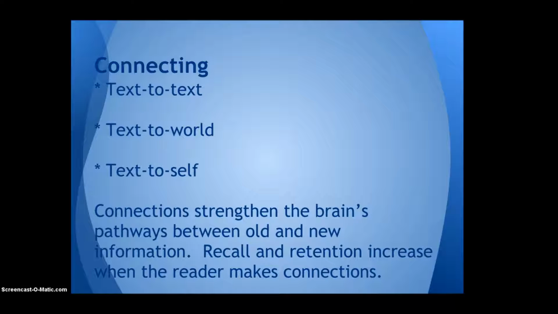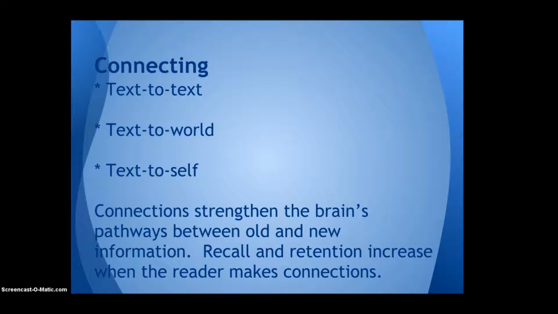A text-to-world connection is between what you're reading and a real-life event. For example, a few years back, I was reading the book Tornado to my fourth graders. The students could connect the terror the main character in the book felt to the footage they were seeing on the news about the flash flooding and sinkholes that were happening that spring in the Duluth area.